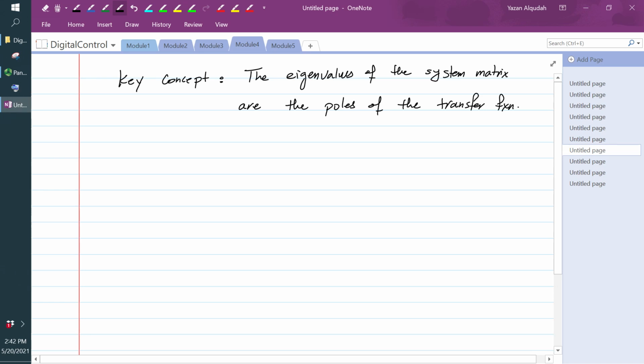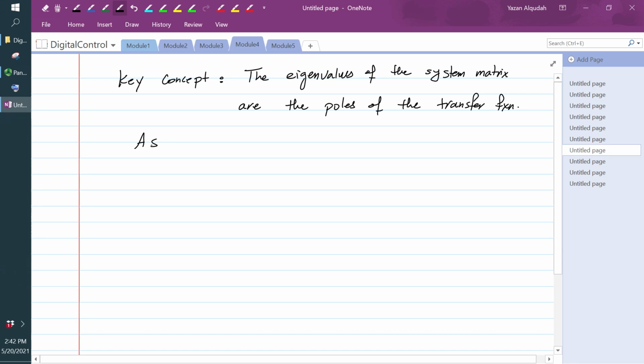Okay. Now, since these eigenvalues are the same as the poles, I know how to determine whether the system is stable or not. We know from previous knowledge that a system is stable if each pole has a negative real part, and therefore the poles have to be in the left half plane. Now, if the poles are the same as the eigenvalues, then we conclude that for the system to be stable, each eigenvalue of the system matrix has to have a negative real part.